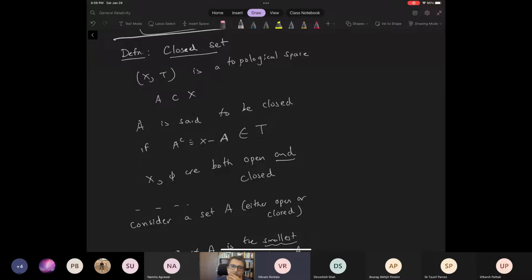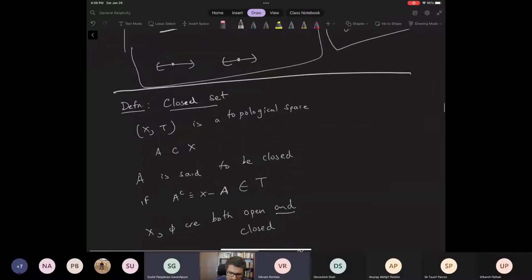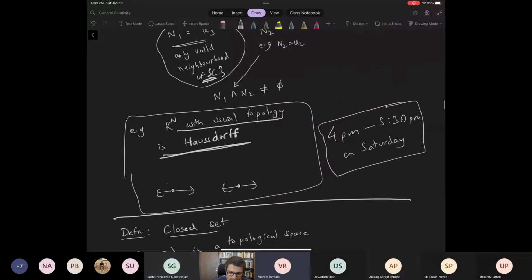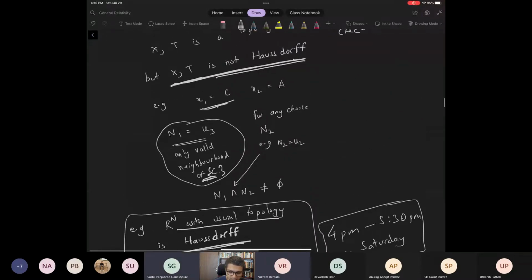I see a question, Sushil. Sir, I didn't get that point, that the real line is not a Hausdorff space. The real line is a Hausdorff space. It is Hausdorff.